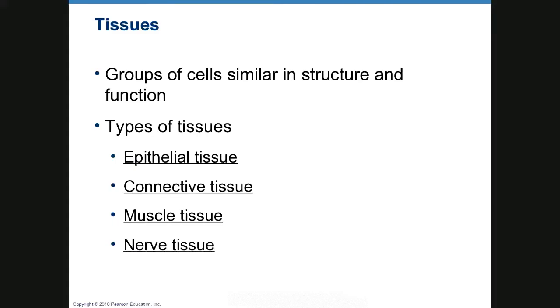Hello, today our discussion is on Chapter 4, which is on tissues. And tissues are grouped into 4 different types. And these 4 types make up everything that we are composed of as humans. Epithelium, connective tissue, muscle tissue, and nerve tissue.